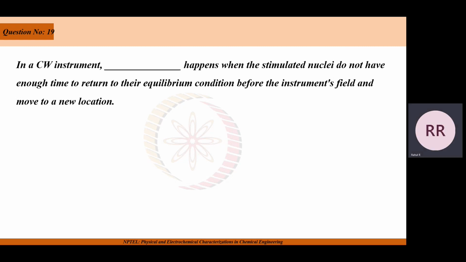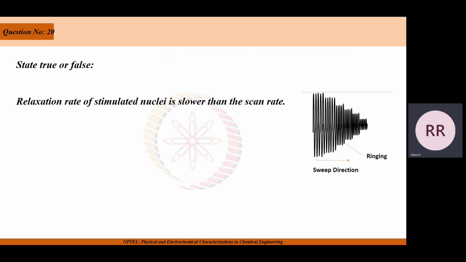So I think you got enough time to think about the answer. The answer to this question is ringing. This is a particular effect that is visible. It's called the ringing effect, and this happens when the stimulated nuclei don't get enough time to return back to their equilibrium condition.